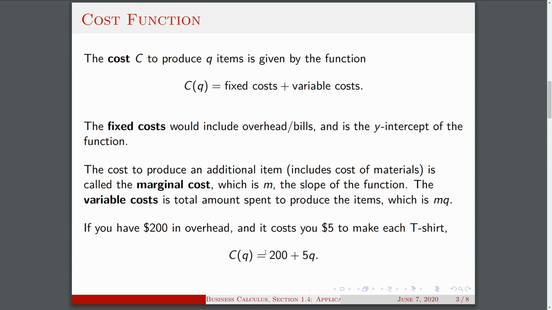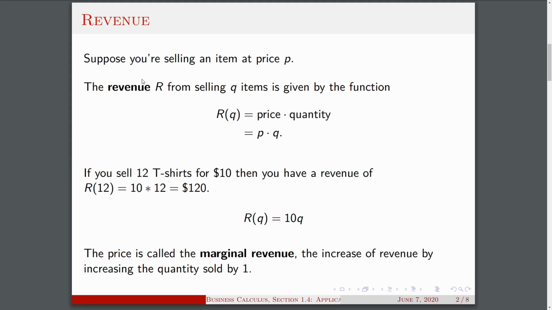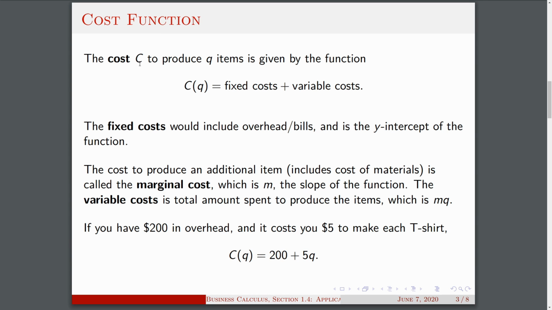All right, so that's revenue. And now we can talk about the cost function. By the way, we usually use capital R for revenue, and we usually use capital C for cost. Logical. And that function has two parts. It has a fixed part and a variable part.